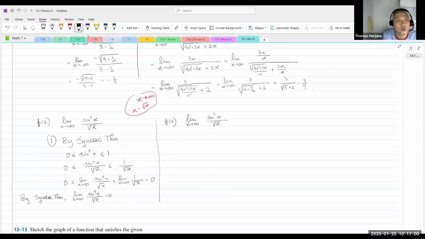What I'm going to do is the following. Notice that if x goes to infinity, then the square root of x also goes to infinity, right? Then what happens with 1 over the square root of x? That will go to 0, in particular 0 from the positive side.